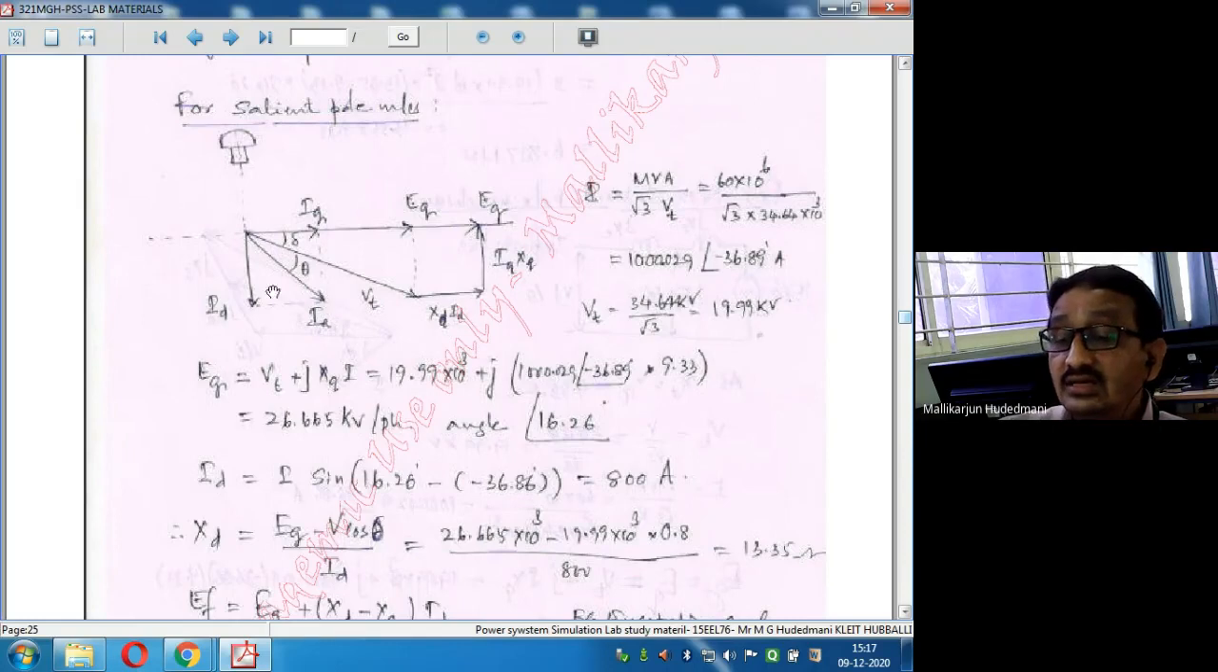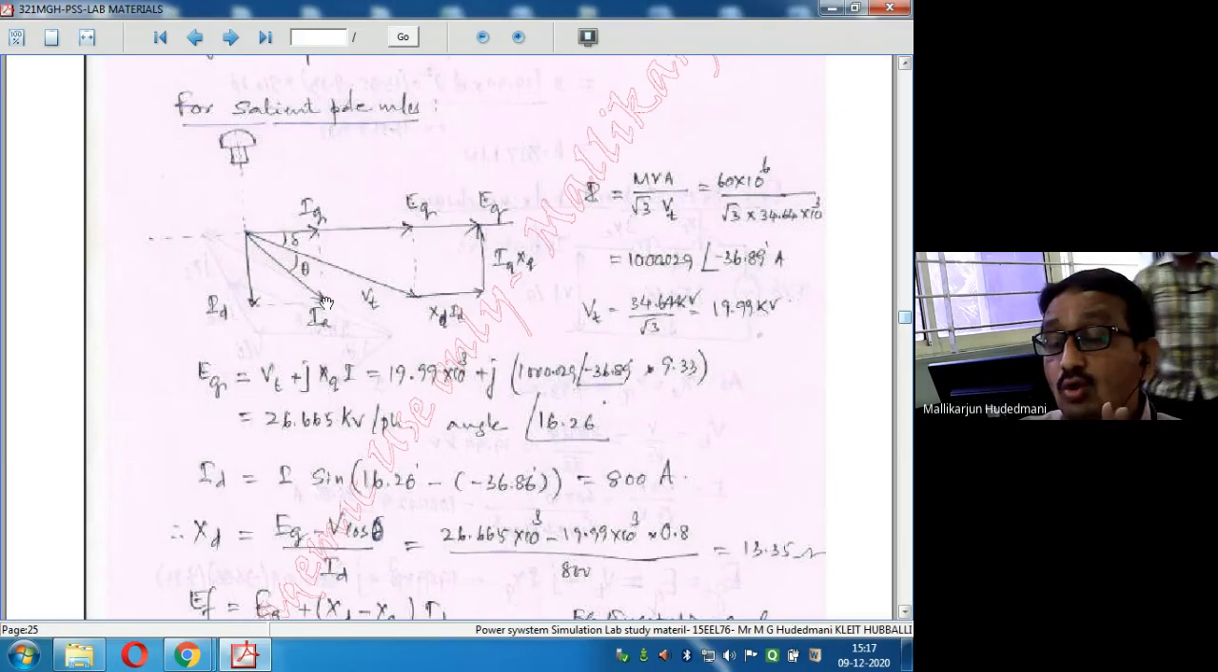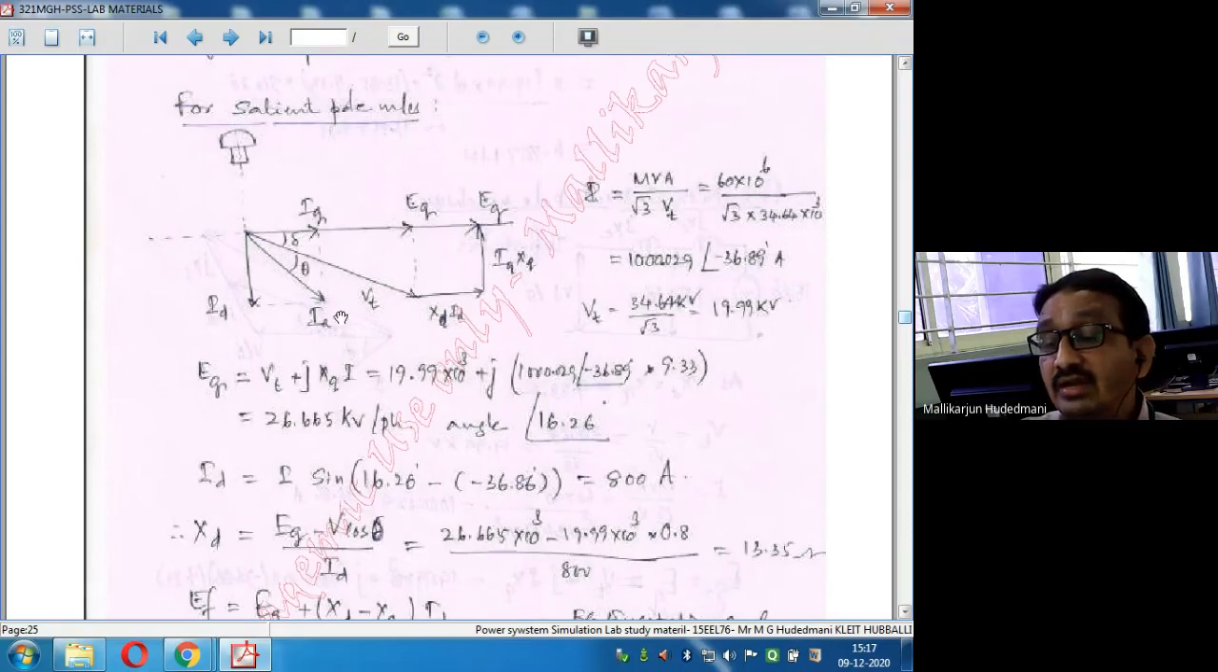But let us see graphically what is there in this diagram. Ia has two components. One component is along the axis of the field system, the direct axis component. Another is perpendicular to the axis of the pole, called the quadrature component Iq. So when I take the vectorial addition of Id and Iq, it should give me Ia. We call this resolving Ia into two orthogonal components, one Id, another Iq.